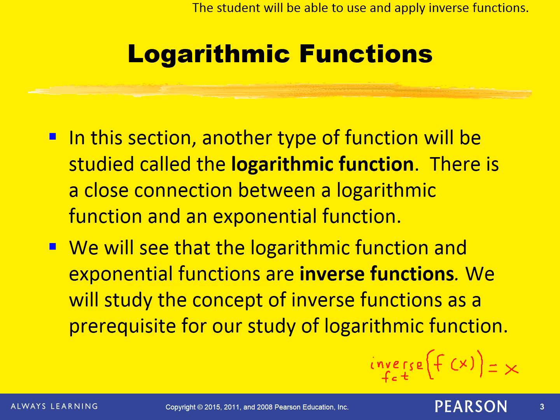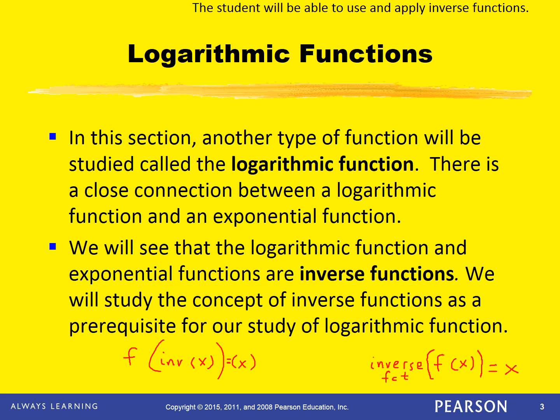So you got an x, you run it through f, you run the result through the inverse, and you get back the original x. The same thing happens with f of x on the outside and the inverse on the inside. So you've got an x, you run it through the inverse, you run the result through f, and you get back the original x.